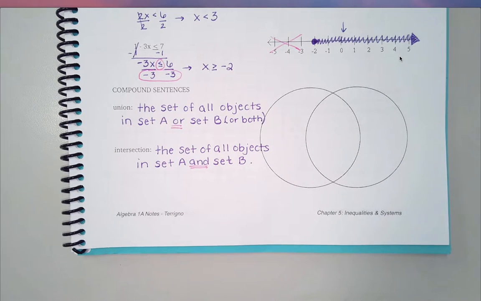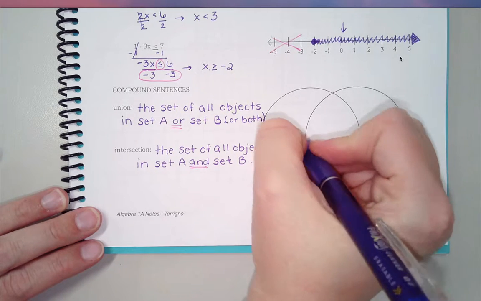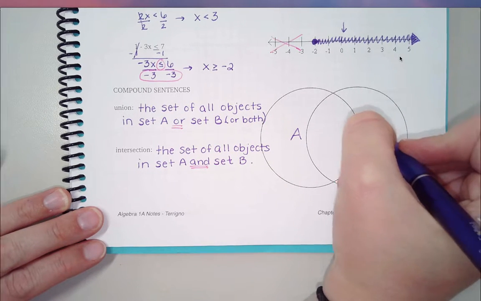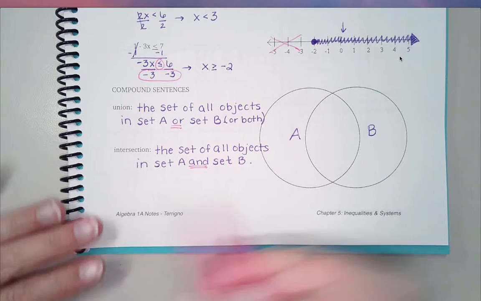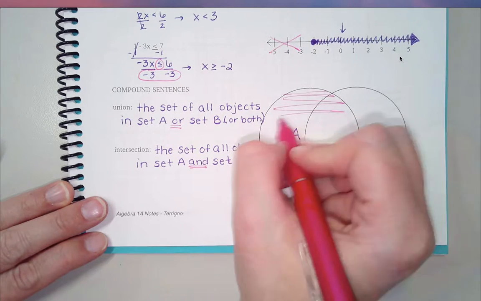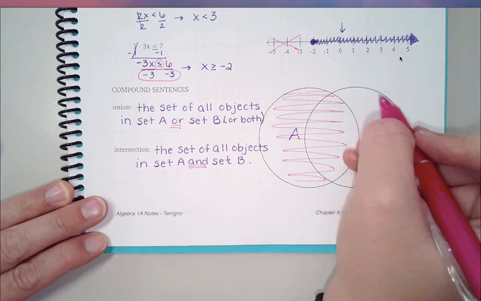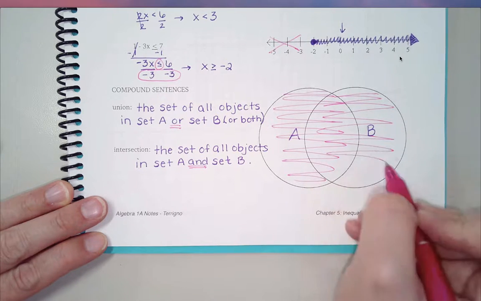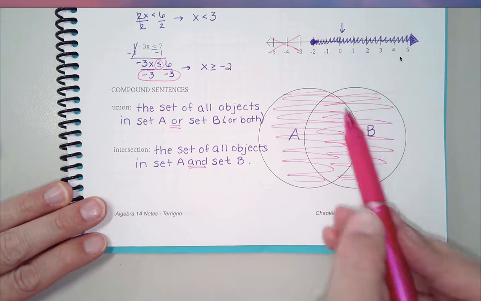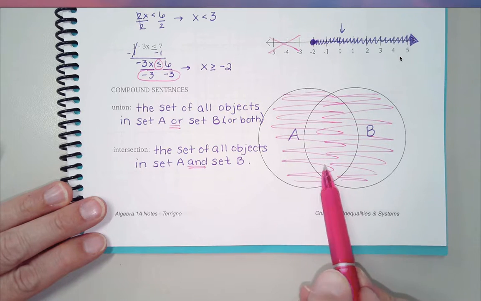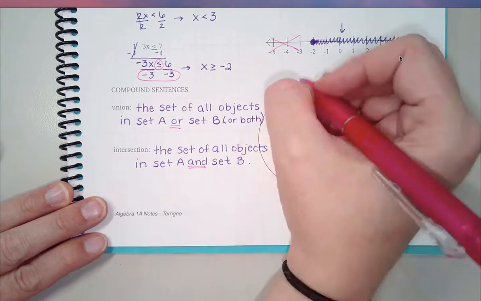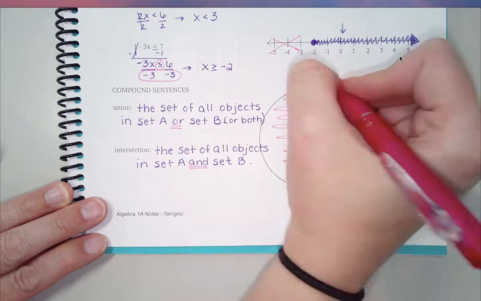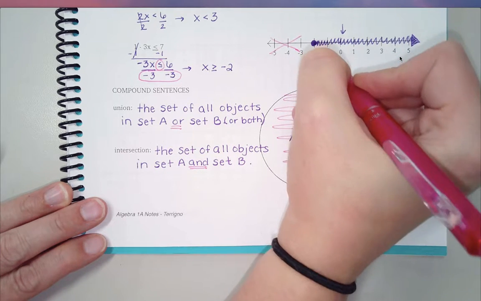Okay? So when I'm talking about the union, if this is group A in this circle and this is group B, I'm inviting anyone in this circle or anyone in this circle to the party. And if they happen to be in the middle here where they have both, they're all getting invited. This whole thing, all of this, is the union of these two sets.